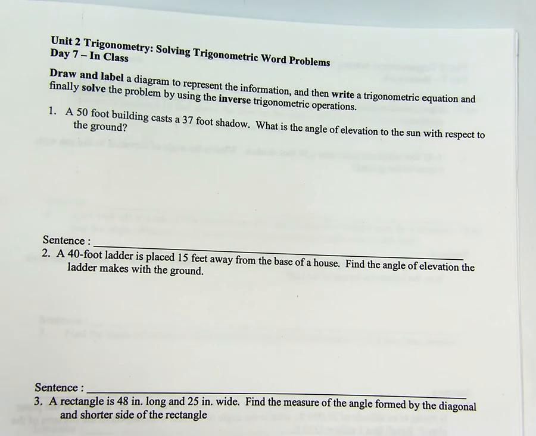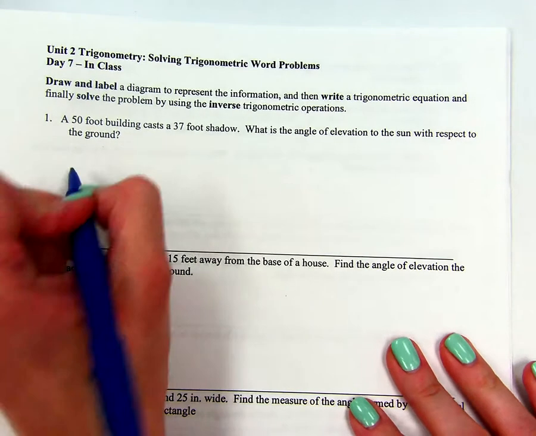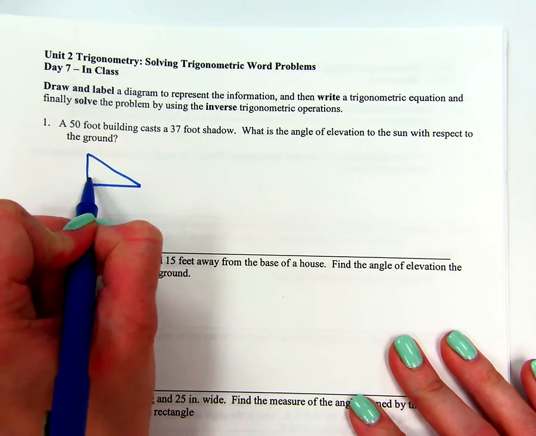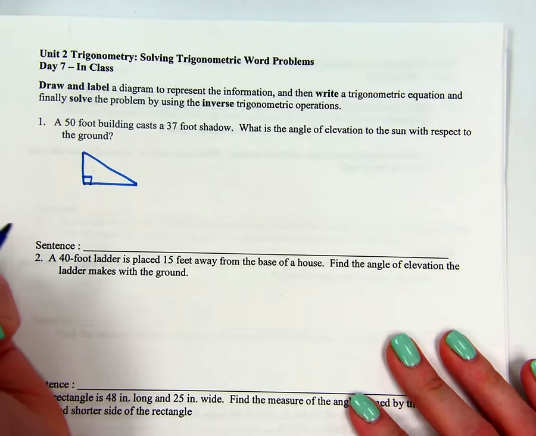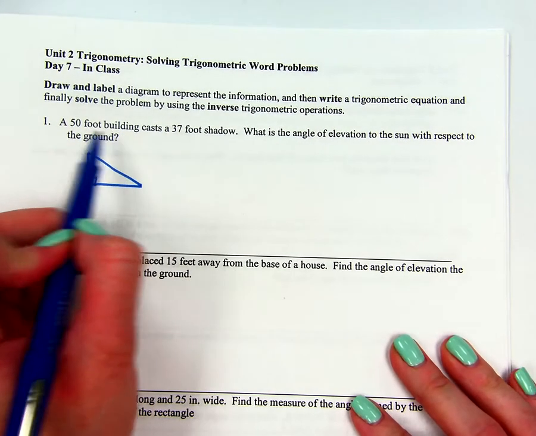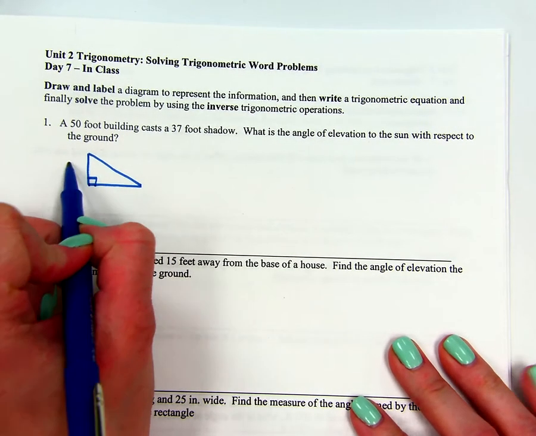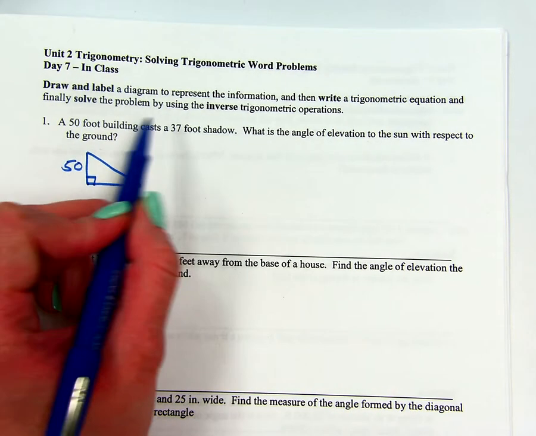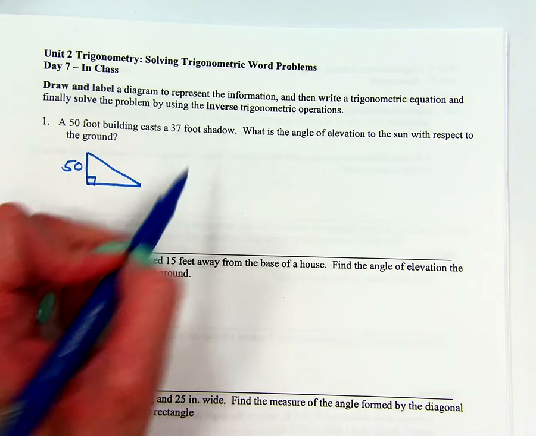Number 1 says a 50-foot building casts a 37-foot shadow. What is the angle of elevation to the sun with respect to the ground? So we'll start out with our diagram here. We're going to just do a right triangle. It says our building is 50 feet, so we're going to label this side over here as 50 because that's going to represent the height of our building. And a shadow is 37 feet.